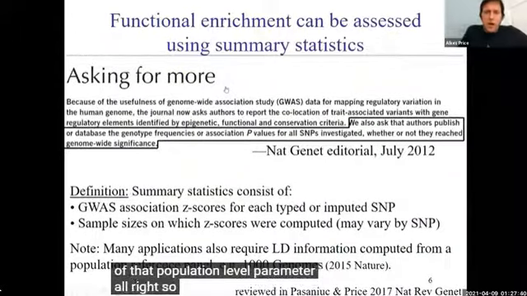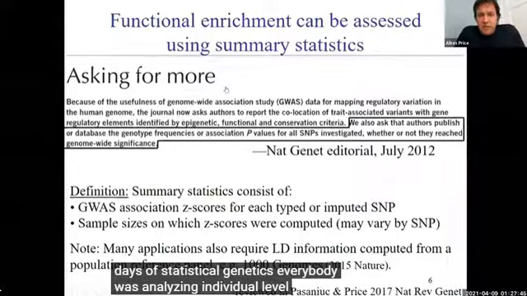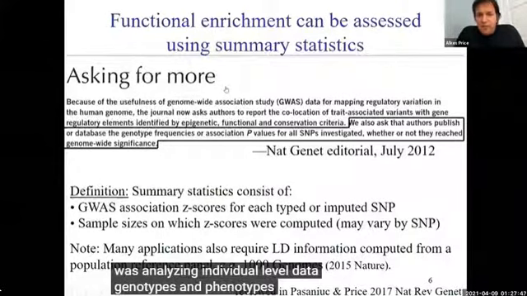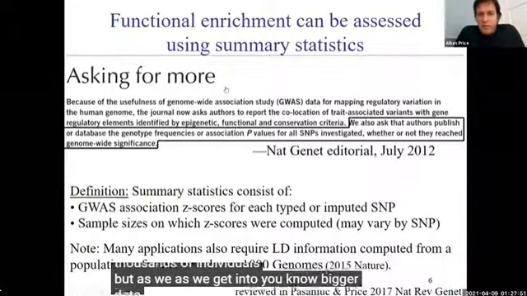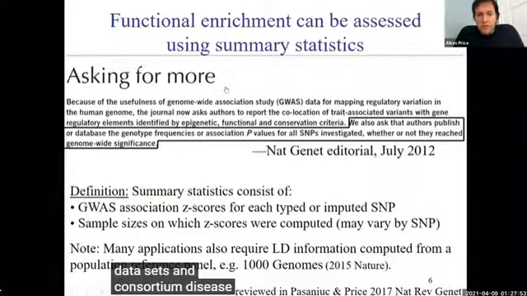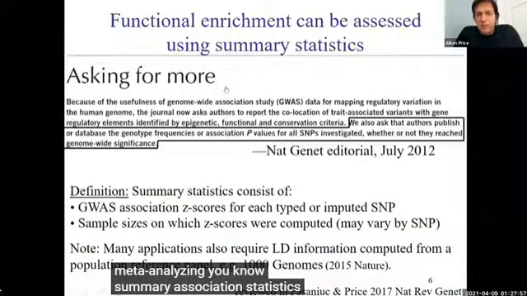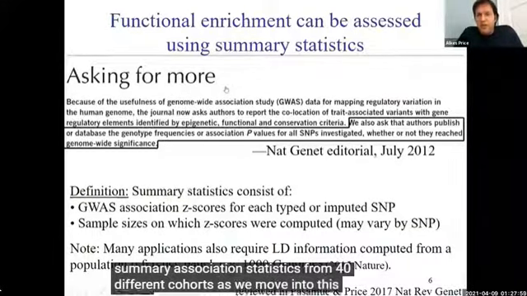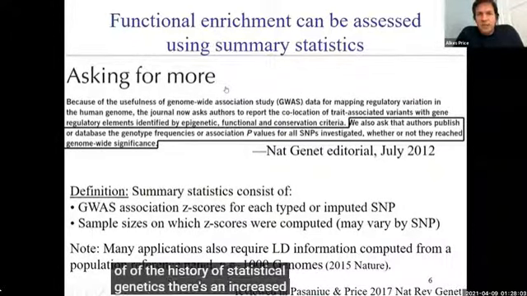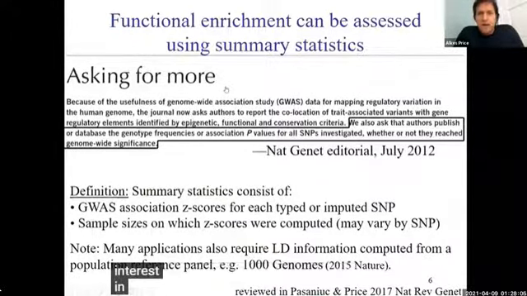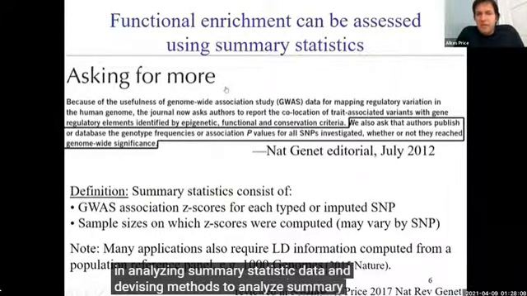All right, so in the early days of statistical genetics, everybody was analyzing individual level data, genotypes and phenotypes for each of thousands of individuals. But as we get into bigger data sets and disease consortia that are meta-analyzing summary association statistics from 40 different cohorts, as we move into this phase of the history of statistical genetics, there's an increased amount of interest in analyzing summary statistic data and devising methods to analyze summary statistic data.